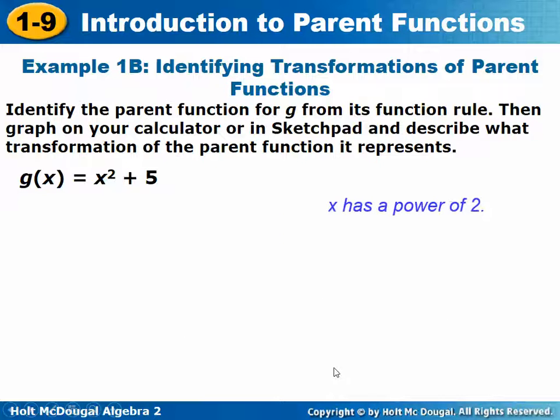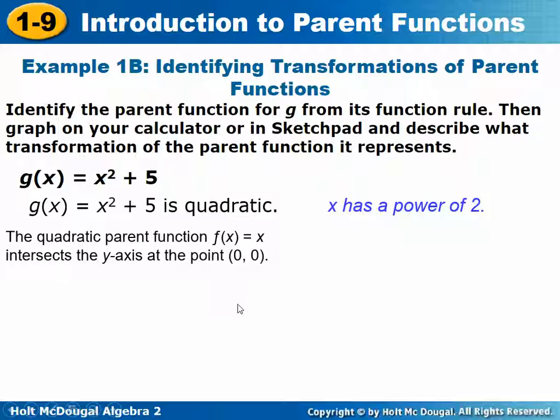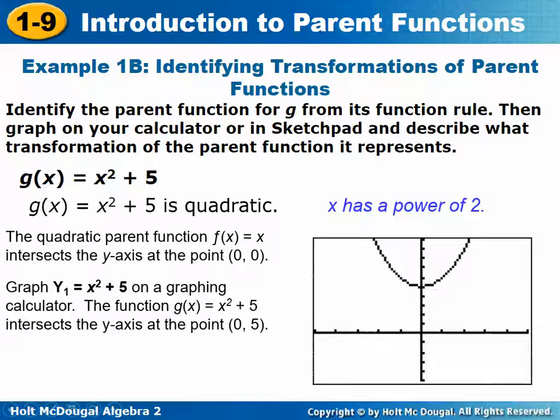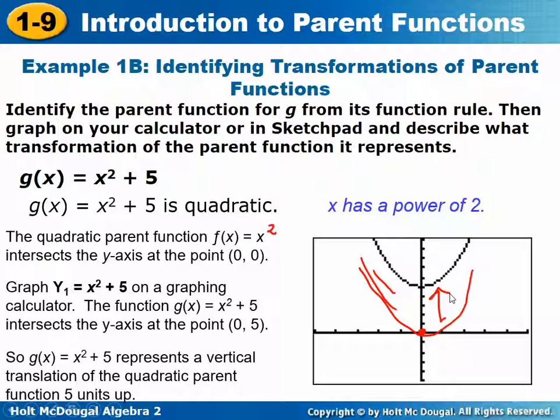All right, so here we have g of x equals x squared plus 5. We see it has a power of 2, so we're thinking it's quadratic. The quadratic function, hey, they forgot the squared sign on there, is f of x equals x squared. And the parent function you could graph on the same calculator or your Sketchpad, and you can graph better than me. It looks like a U shape where the vertex is at 0, 0. So we can see that this has moved up 5 units. So this is a translation vertically. It's moved up 5 units.